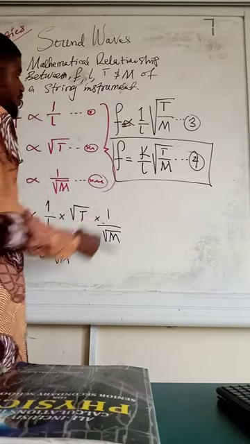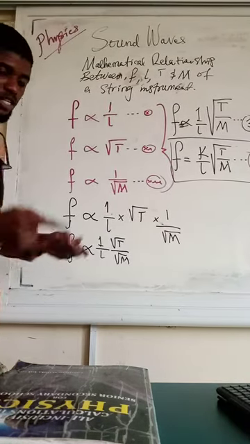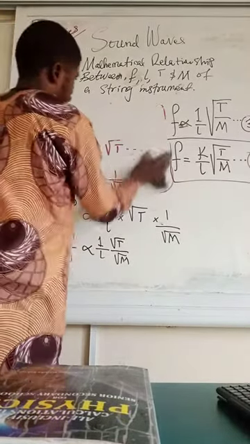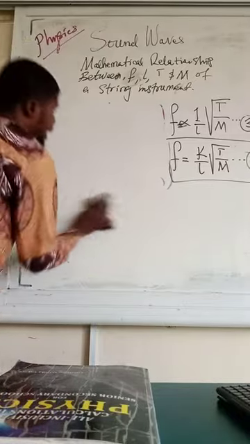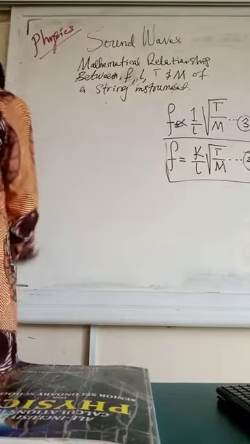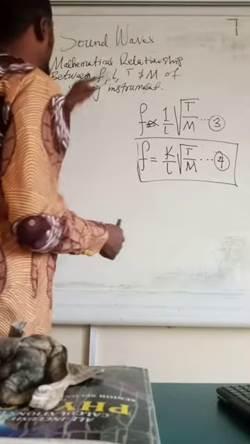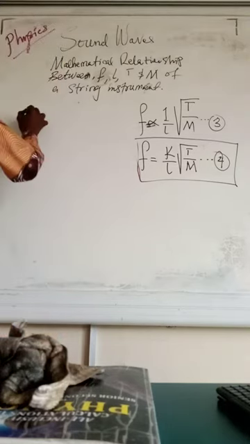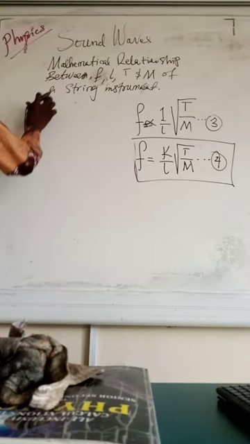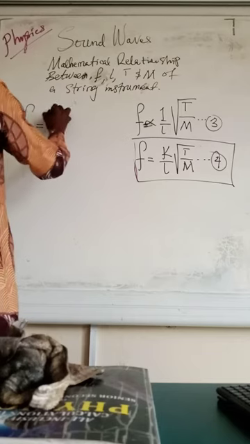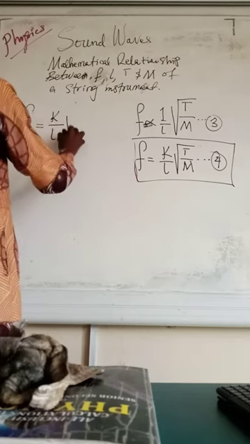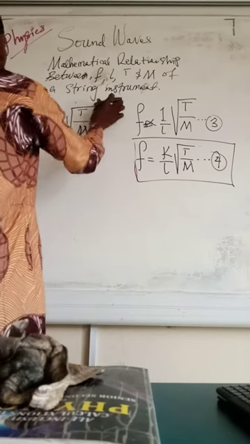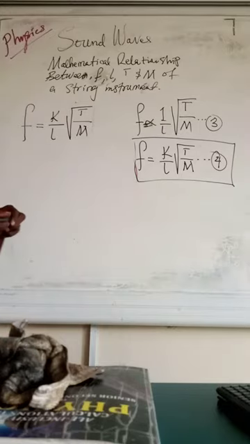Are we good? You can screenshot this. So in summary, this is what we have. I can clear this right now. We have it that the mathematical relationship that exists between the frequency, the length, the tension, and the mass of a string instrument is given as F is equal to K all over L, the root of T over the root of M. That is it.